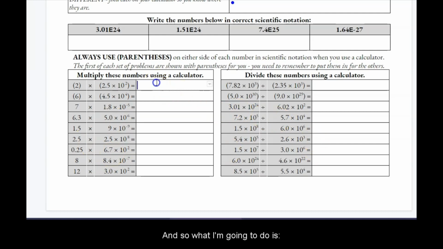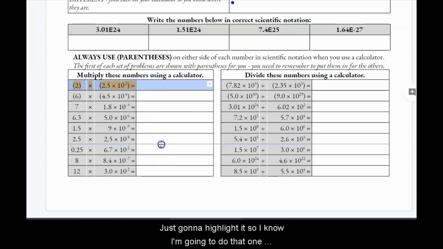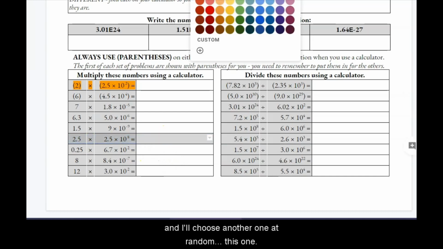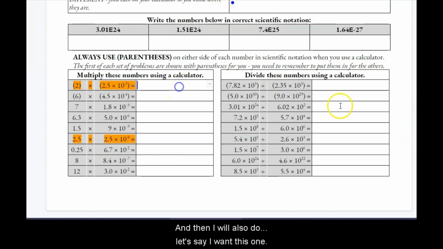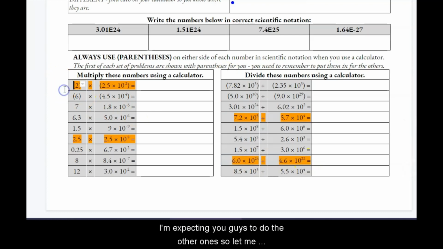And so what I'm going to do is I'm going to do this one. I'm just going to highlight it so I know I'm going to do that one, and I'll choose another one at random, this one. And then I will also do, let's say I want this one, and I'll do this one. Alright, so I will do these, but I'm expecting you guys to do the other ones.